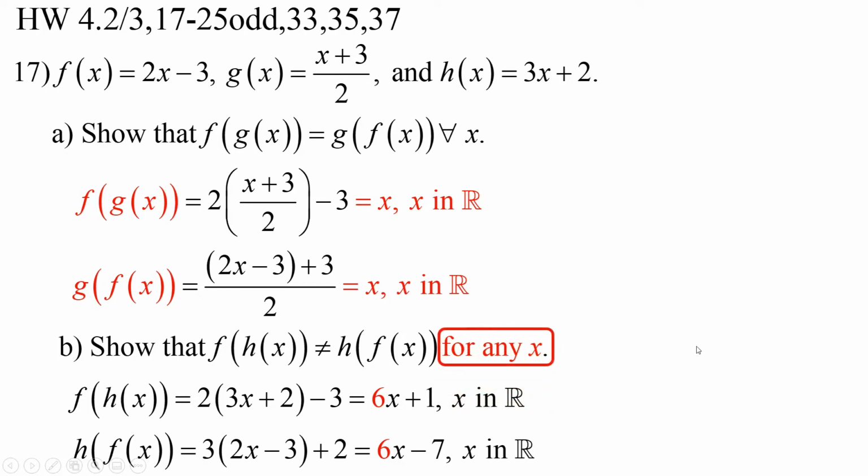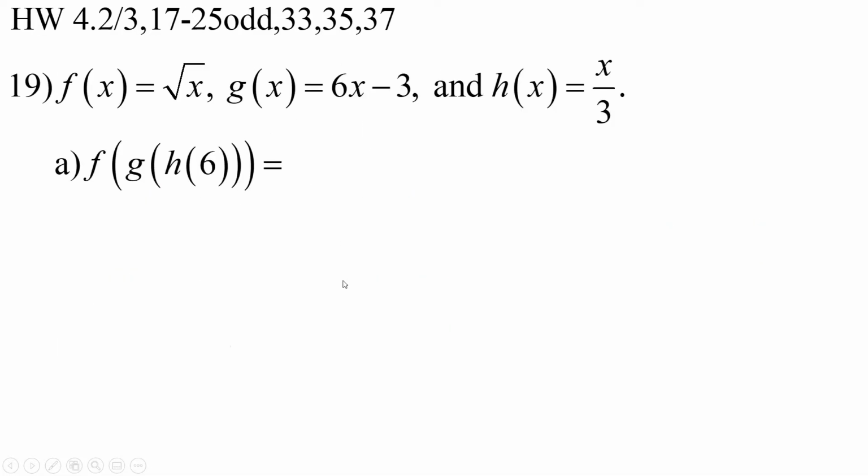So f of h of x is parallel to h of f of x. Therefore, f of h of x does not equal h of f of x for any x. They will never intersect. They will never have the same value. So that's number 17. Very cool problem. All right, number 19.